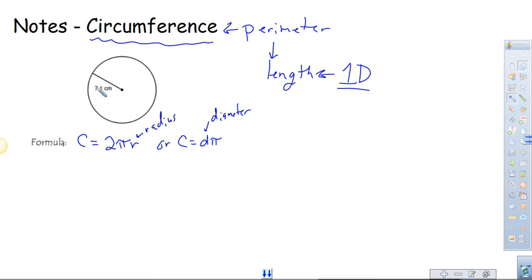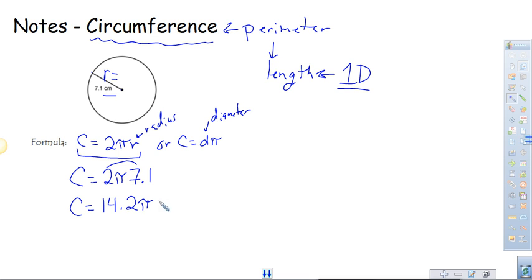Okay, what we get in this picture from the center to a point on is the radius, so we're going to use this guy right here. So circumference equals 2 pi times 7.1. So all you got to do is multiply the two numbers together to get 14.2 pi, and we are using centimeters.